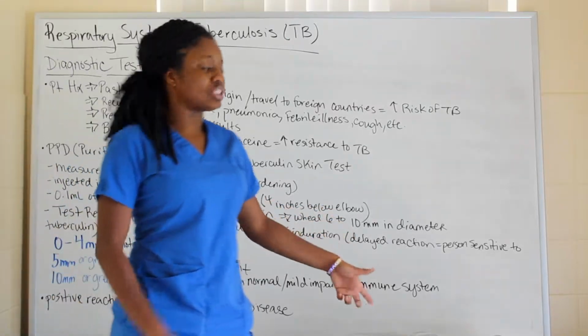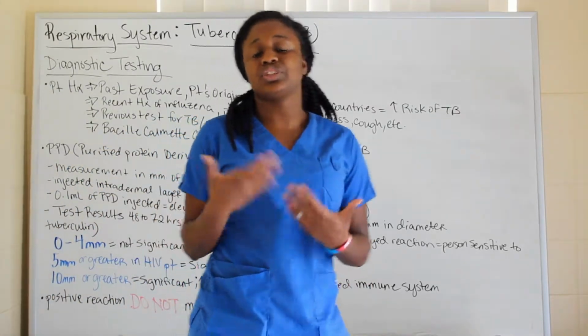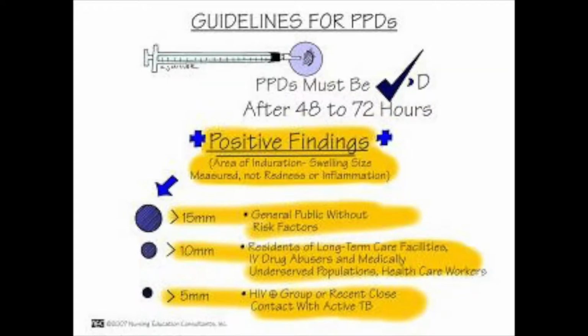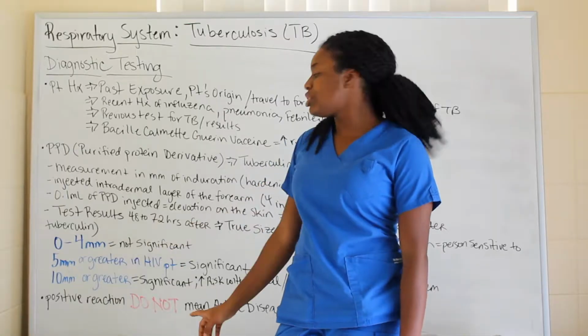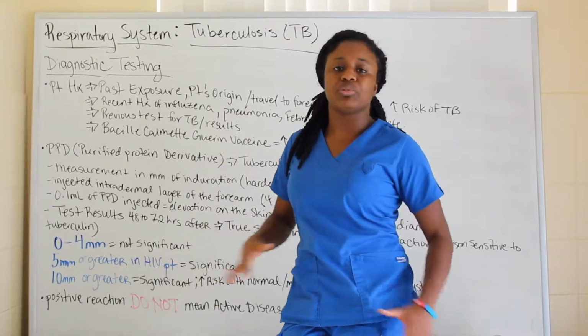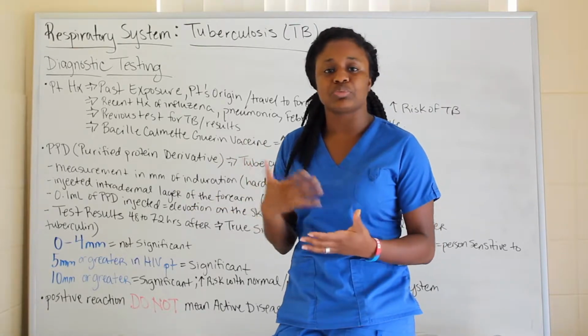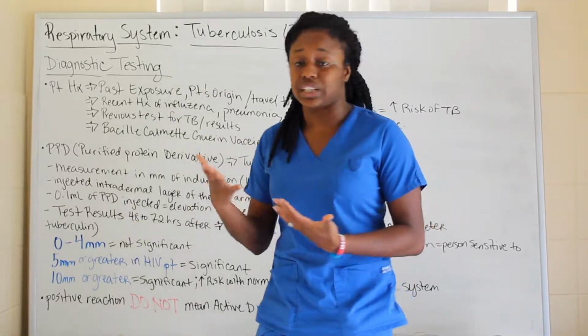A delayed reaction means that the person has a sensitivity to the tuberculin, all right? So I wrote here in blue so that it can jump out at you, right? 0 to 4 millimeters means no significant reaction. Pretty much means you're fine. There's no alarm needed or any extra precaution needed for the testing, okay?